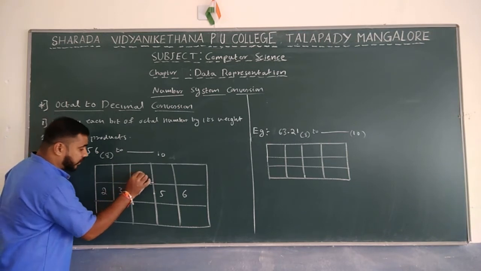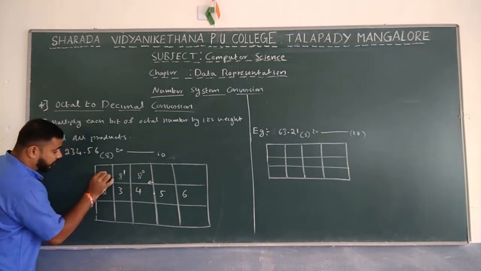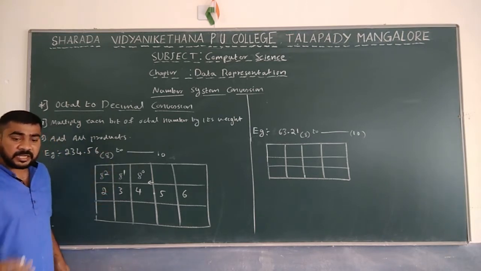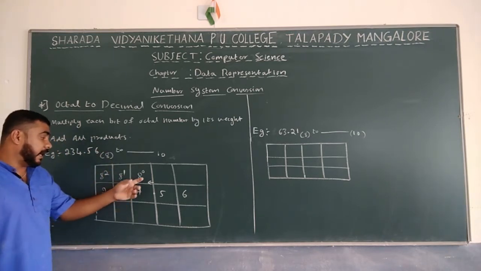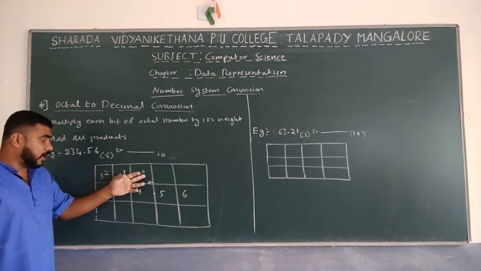it is 8 to the power 0, 8 to the power 1, 8 to the power 2. Like that, you have to mark the number. 8 to the power 0, 8 to the power 1, 8 to the power 2. Normally, you should do it like that.